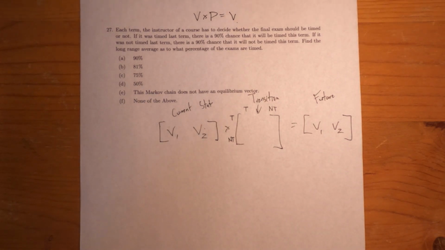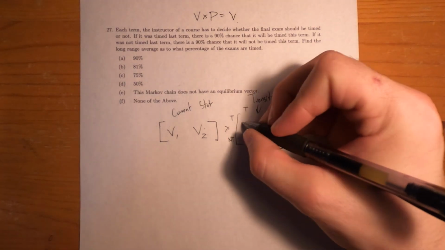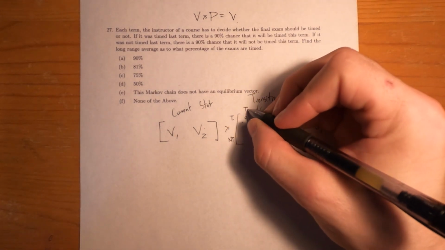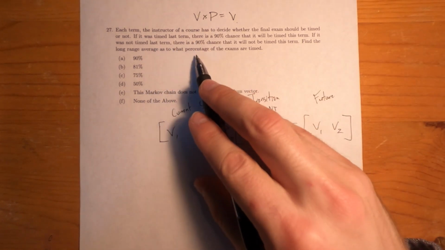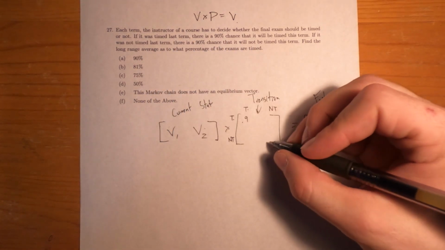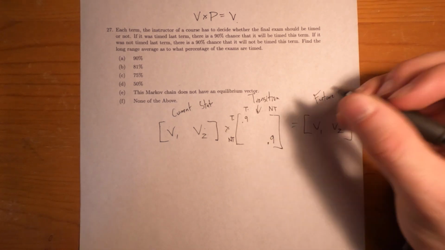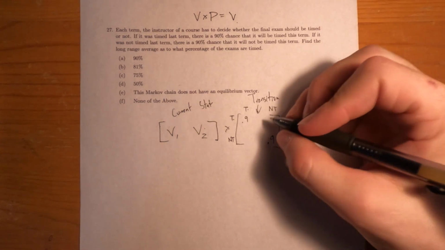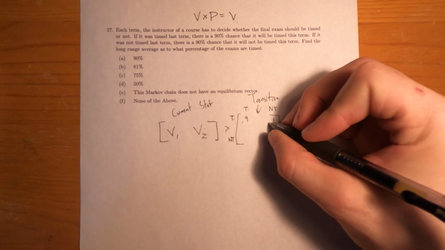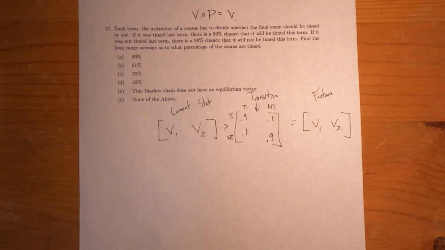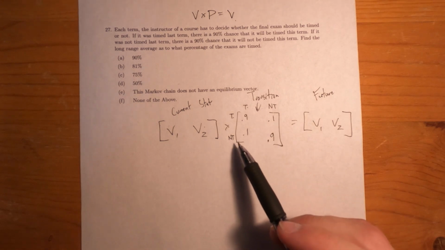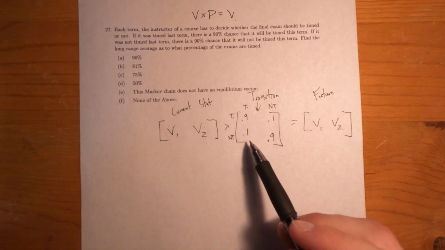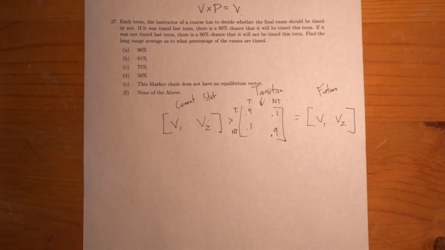If it was timed last time, there's a 90% chance it'll be timed this time. Timed to timed again, 90%. If it was not timed last time, there is a 90% chance it won't be timed this time. So 90% it will not be. Each row adds up to 1, so that's 0.1 and 0.1. Basically, if it was timed last time, there's a 10% chance it won't be timed. If it wasn't timed last time, there's a 10% chance it will be timed. That's what that means.